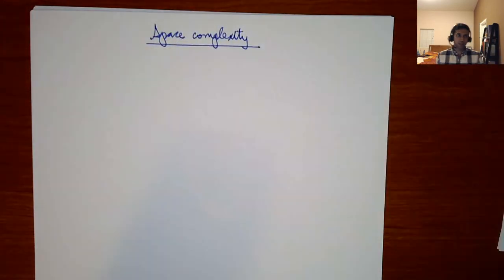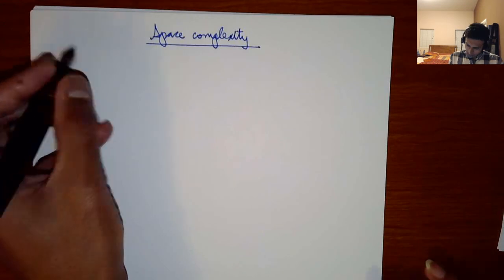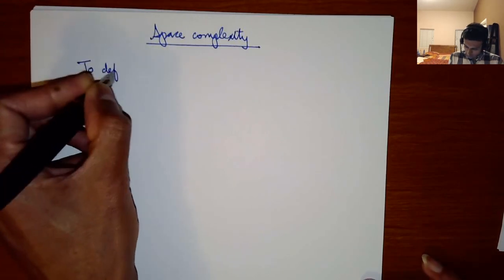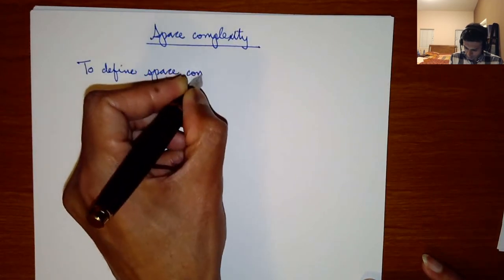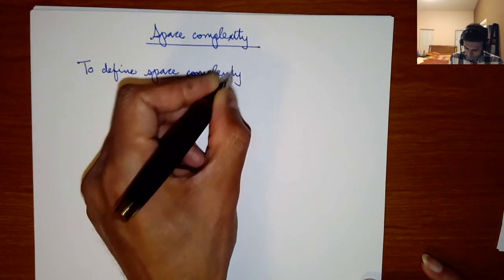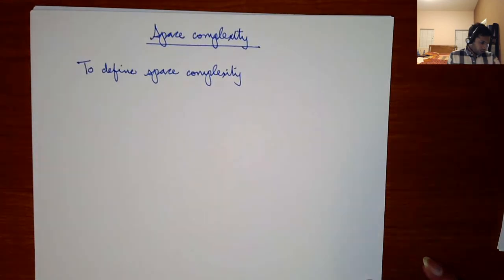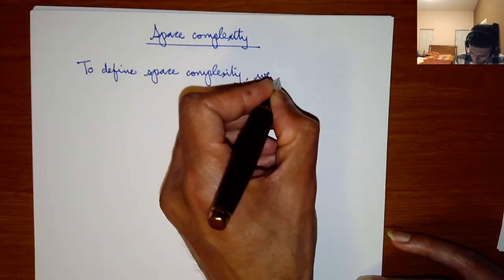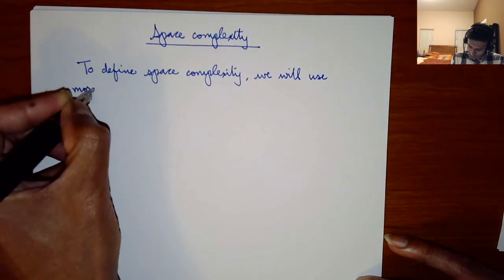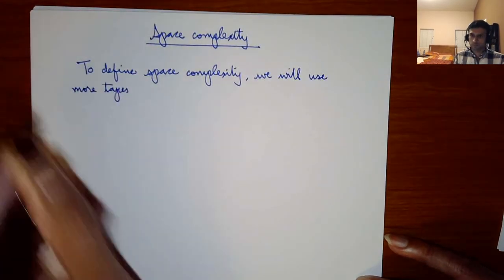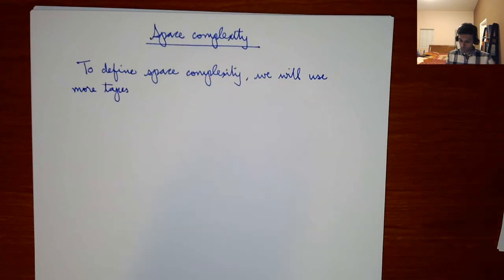So we're going to bring in another resource. And so to define space complexity, we will use more tapes. This is going to be convenient because we're going to discuss algorithms that actually use less space than linear.